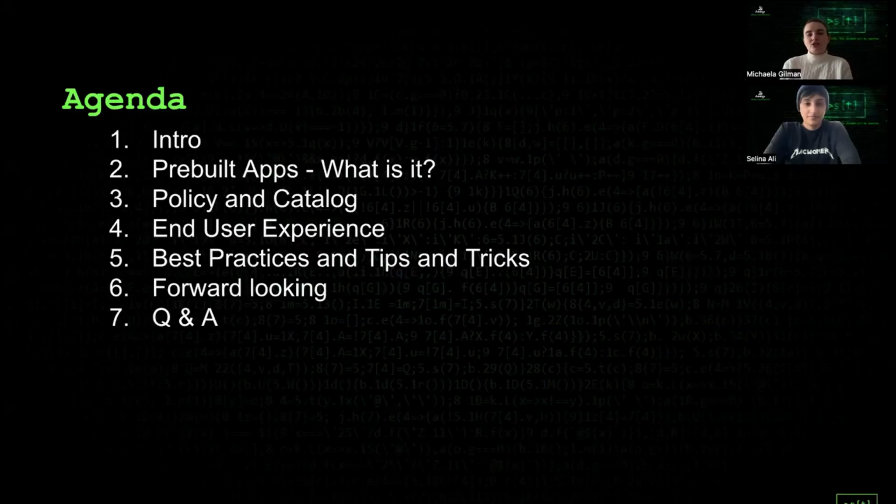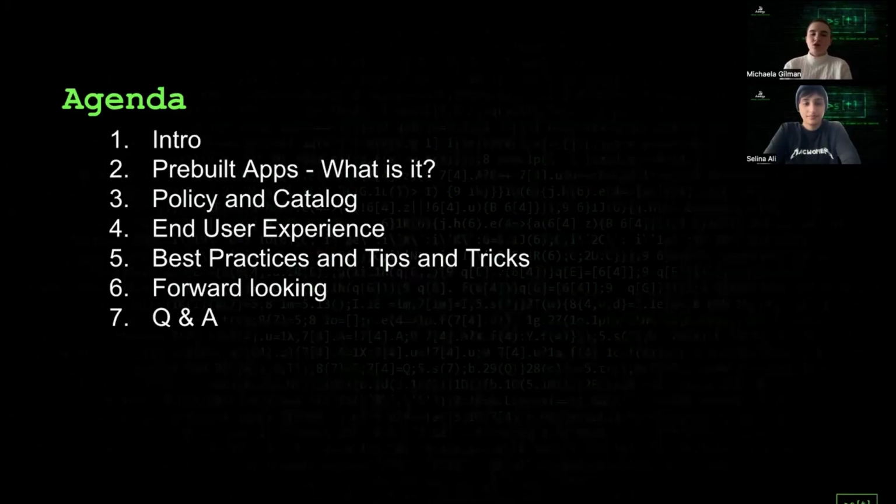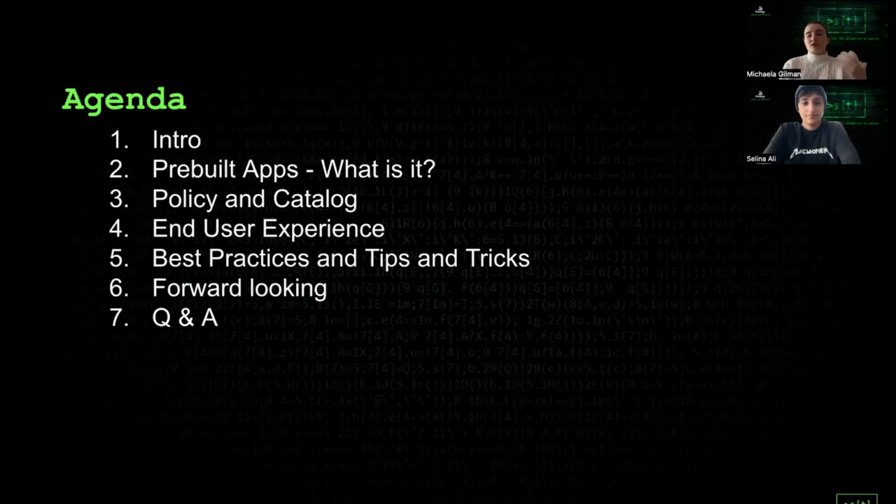So first, we are just going to go high level, talking about pre-built apps. What is it? Why does it matter? And then we'll talk about policy, catalog, and go live, what it looks like on the admin side, things to consider, all the meat and potatoes there. And then we will talk about the end user experience, self-service, prompting, and then we have some best practices, tips and tricks, and then a little sneak peek as to what we're working on next. And then finally, we'll wrap up with Q&A.